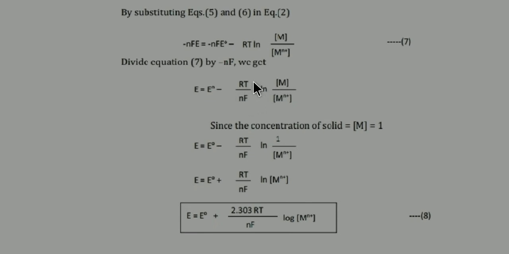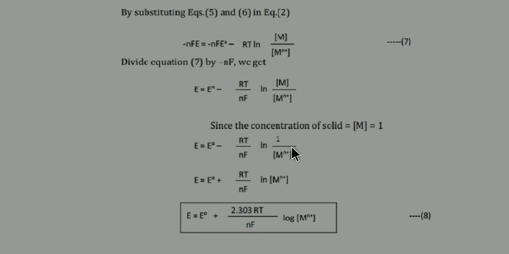So this may be the end of the derivation, but here you have one more simplification: the concentration of the metal, or the concentration of a solid, is always 1. So you can replace the concentration of M by 1. So here the concentration of M is given by 1. So I can write E equal to E naught minus RT by nF ln 1 by [Mn+], bracket closed, and here this is ln 1 by something.